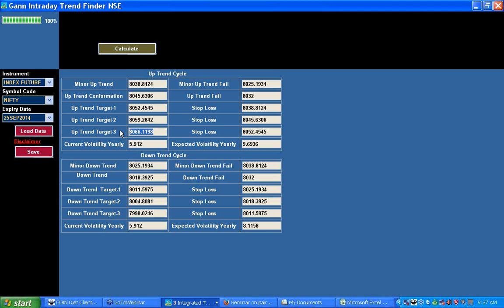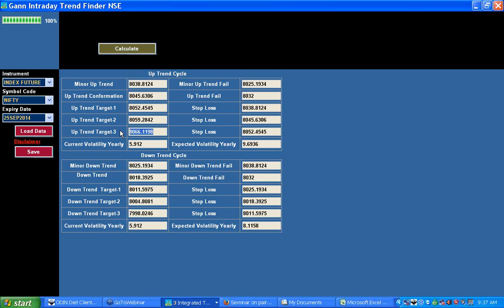So this is the volatility, and this too says the uptrend will be confirmed once we cross 8038, and this 8038 confirmation of a minor uptrend has all the power to take us to the 8066 level.